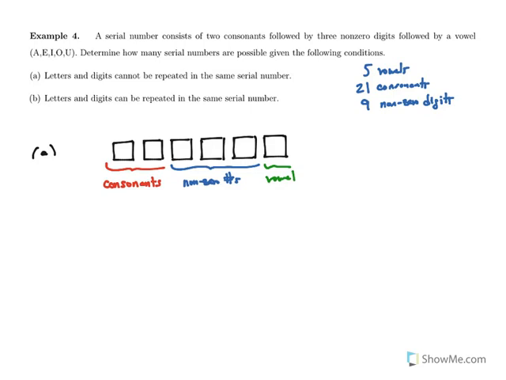So let's look at our options. For consonants, we have 21 options for that first consonant. And actually, let's look at part B at the same time. It's going to be a very similar problem.